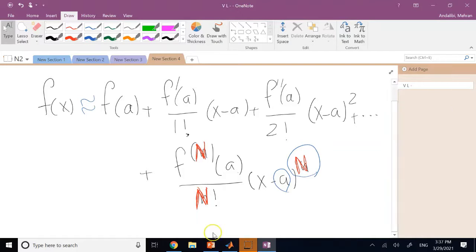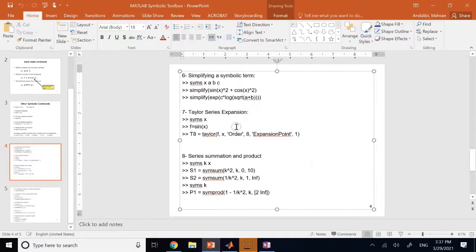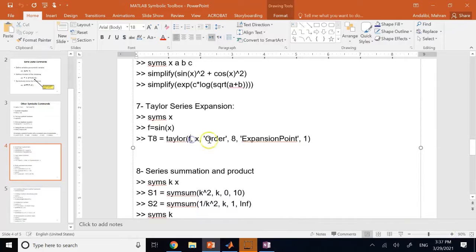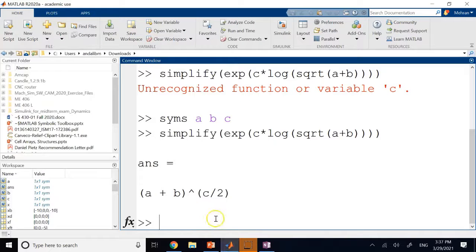So MATLAB is capable of what? Creating that Taylor series for you analytically using the command taylor. So let's say if you have the function sine of x, all you need is to pass that function to the Taylor series. Then for order, you pass to it as many terms as you want. And for expansion point, again, what? You pass to it the point that you want. So here, look.